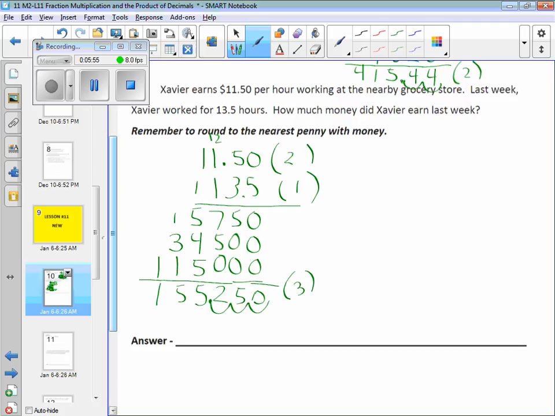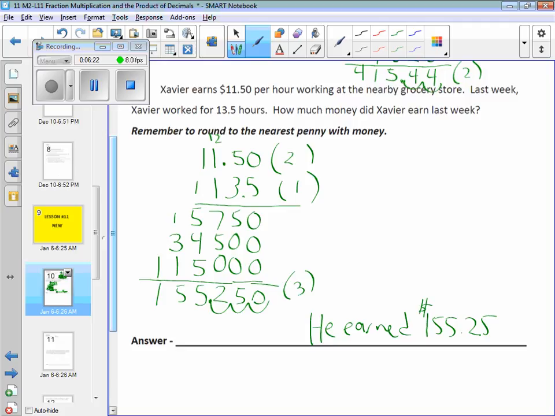So I get 155.250, which is what? Monetarily, money. How much money? How many cents? Nathan? $155.25. Yep. Don't forget the dollar sign. Don't forget a sentence at the end if it's a word problem.